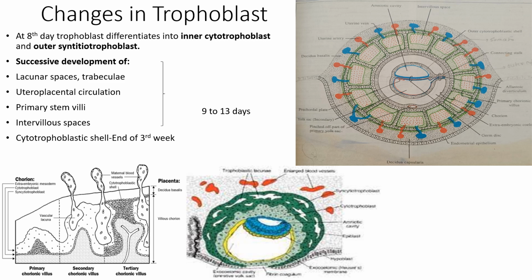To summarize it shortly, what happens first? There is differentiation into inner cytotrophoblast, outer syncytiotrophoblast. Then lacunar spaces are occupied by maternal blood to convert it into intervillous spaces. The trabecules are invaded by cytotrophoblast to convert it into primary stem villi. As the maternal blood enters the lacunae, uteroplacental circulation is established, and lastly, the cytotrophoblastic shell is formed.